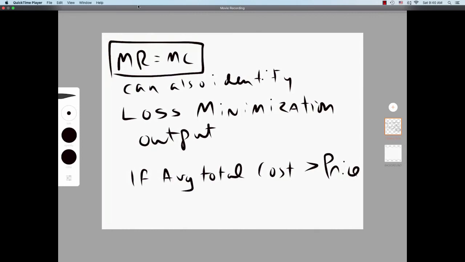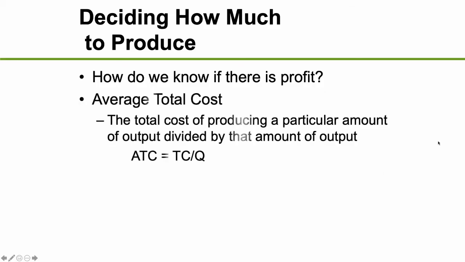Okay, so what's average total cost? How do we calculate it? And what does it look like? That's the most logical next step here. How do we know if there's profit? Well, we need to know average total cost.